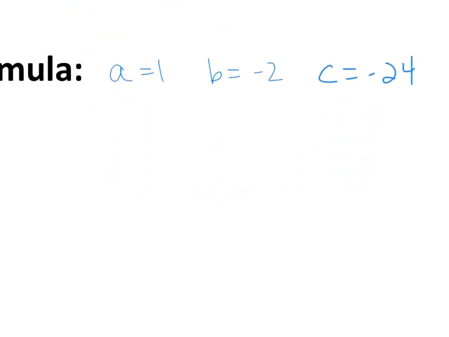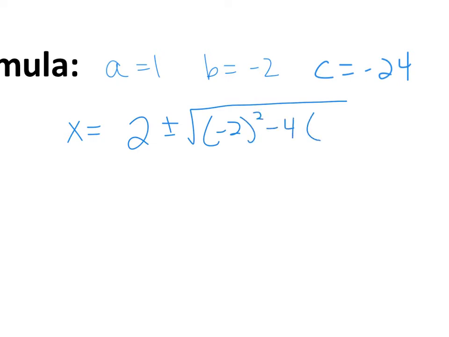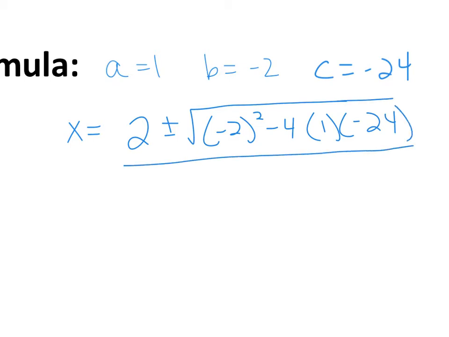Now let's plug it into that big, huge formula. So x equals negative b. Negative just simply means take the opposite of it. So if this is a negative 2, we're going to put a positive 2 down. So 2 plus or minus the square root of b squared, so negative 2 squared, minus 4 times a times c, and that's going to be all over 2a, or in this case, 2 times 1.